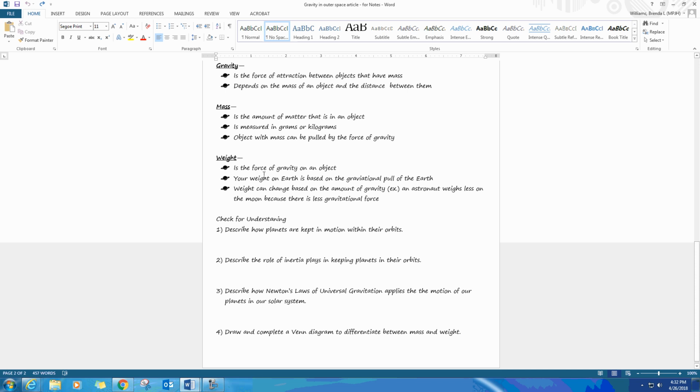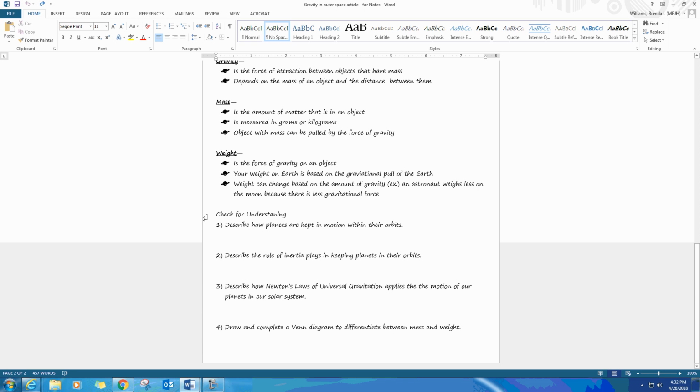Weight is the force of gravity acting on an object. Your weight on Earth is based on the gravitational pull of the Earth. Weight can change based on the amount of gravity. Example: an astronaut weighs less on the moon because there is less gravitational force.